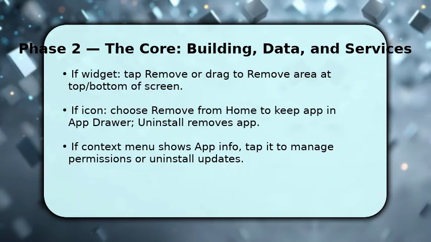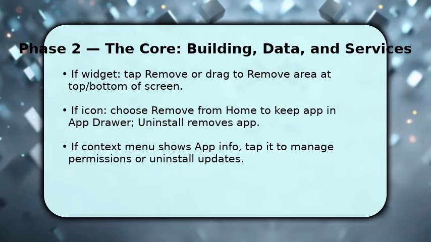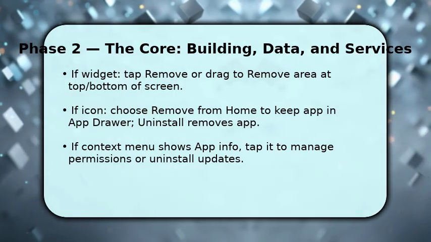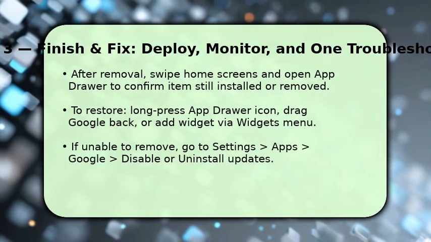If you see app info, tap it to access storage, permissions, or uninstall updates. Make these choices deliberately, because remove is reversible while uninstall is more permanent. Finish by confirming the change.